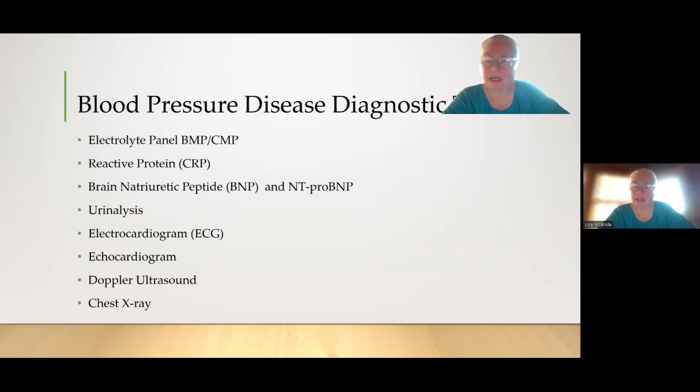Doppler ultrasound, again, we use that to tell whether or not the person has DVT. We use Doppler to look at DVTs in the upper extremities as well as the lower extremities. And then, of course, chest x-ray.